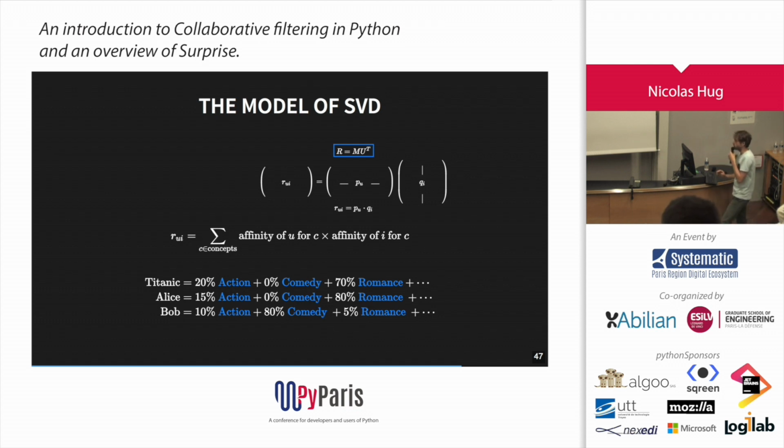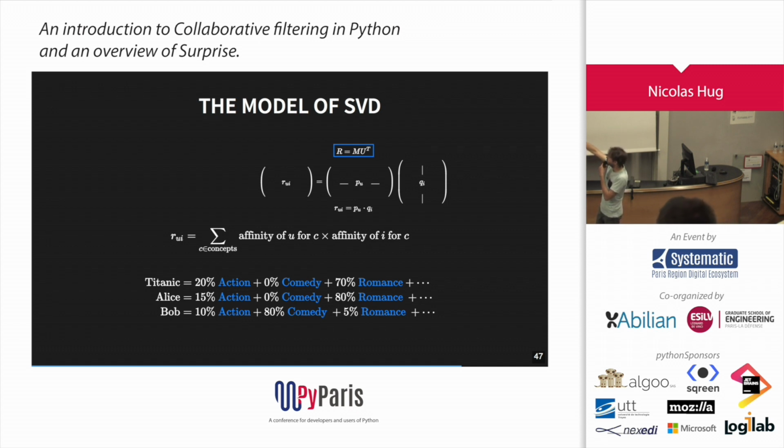So for example, we've seen that Titanic is 20% action movie. Alice kind of likes action movies, so okay. The rating will be 20% times 50%, plus 0 times 0, plus 70 times 80. So probably the rating of Alice for Titanic will be high with these values.